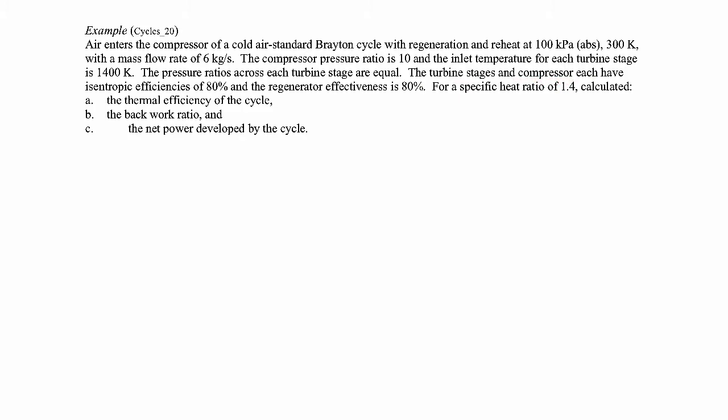The turbine stages and compressor each have isentropic efficiencies of 80%, and the regenerator has an effectiveness of 80%. Calculate the thermal efficiency of the cycle, the back work ratio, and the net power developed by the cycle. So the first thing we're going to do is just sketch out the cycle. There's a lot going on here, so it'll take just a moment to sketch it all out.